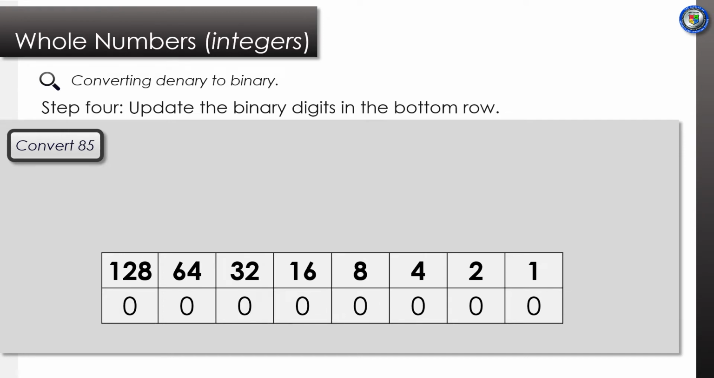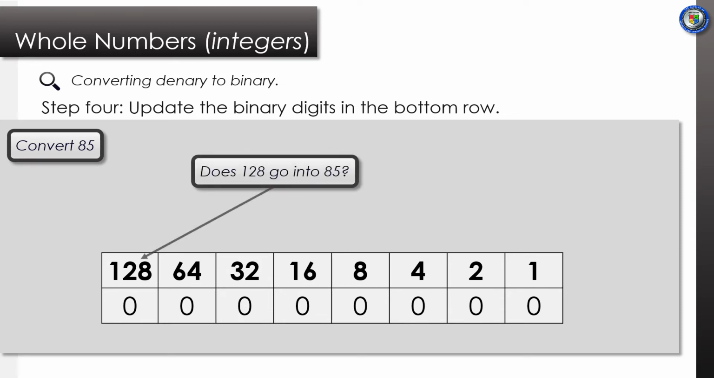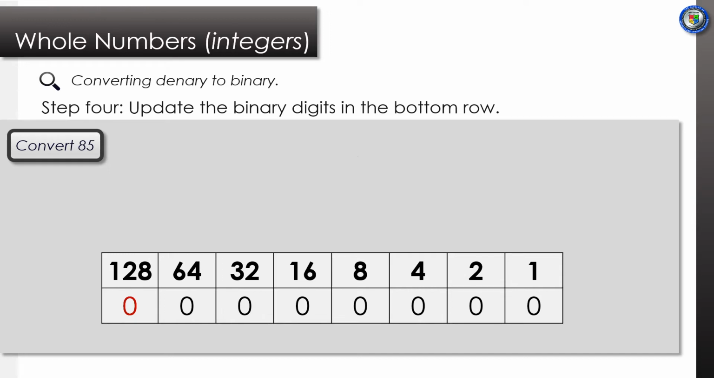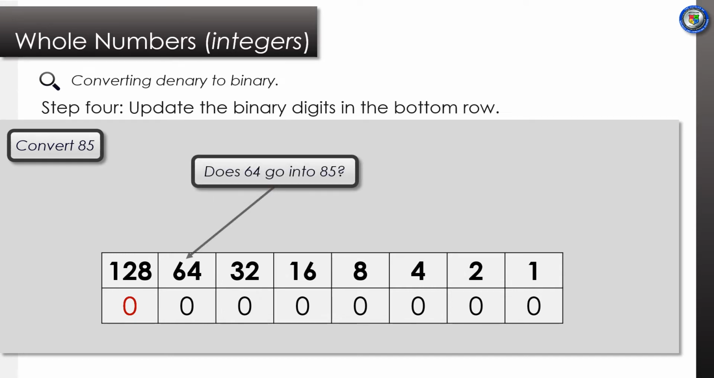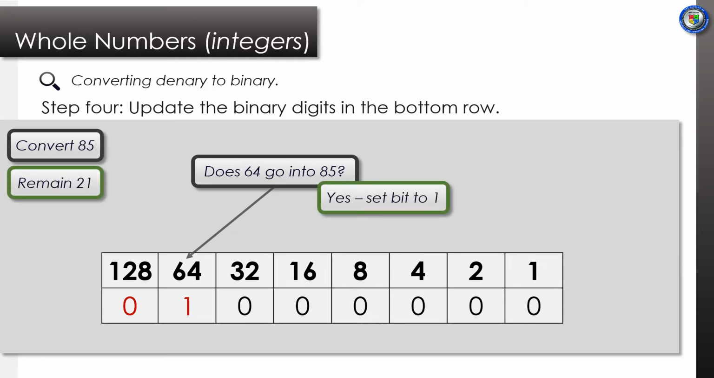Now let's move on with our conversion. We start the process with the most significant bit. And we ask, does 128 go into 85? The answer to this is no, so we set this bit to 0. We then move along the line of bits and we ask, does 64 go into 85? In this case, it does. We set this bit to 1, but this also gives us a remainder of 21, and this is the value that we use moving forward.